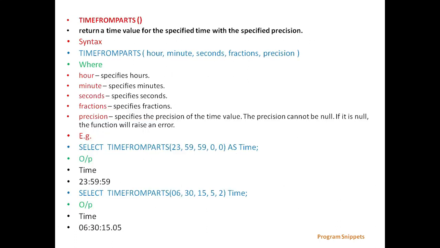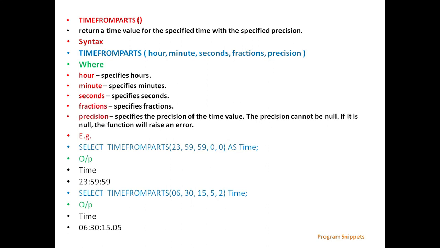Next is TIMEFROMPARTS. This function returns a time value for the specified time with a specified precision. General syntax is TIMEFROMPARTS with parameters hours, minutes, seconds, fractions and precision, where hour specifies the hours, minute specifies the minutes, second specifies the seconds, fraction specifies the fractions and precision specifies the precision of the time value. The precision cannot be null. If it is null, it will raise an error.